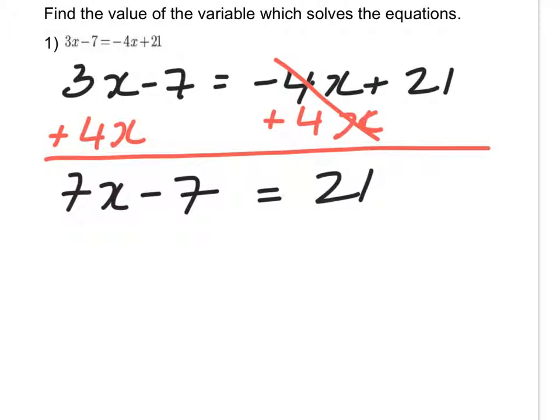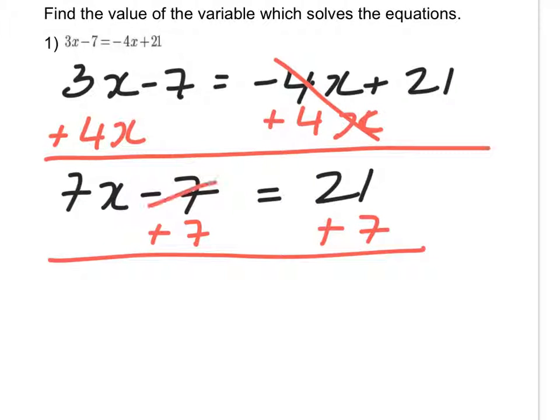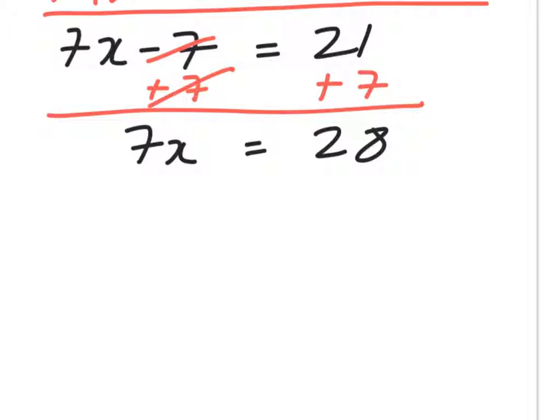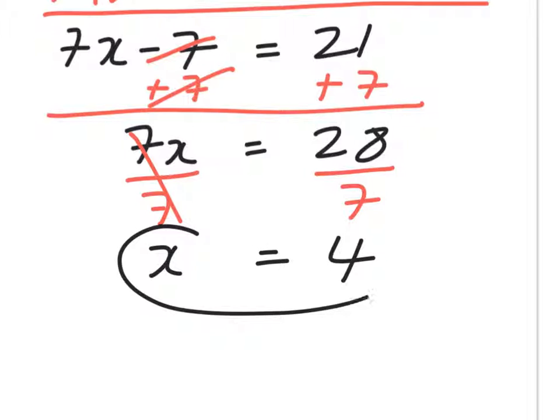All I did was, the minus 4x that's on the right, I added 4x so that the minus 4x and plus 4x cancel each other out. Now, I have 7x minus 7. Well, I have to reverse the minus 7 with a plus 7 first. Minus 7 plus 7, so you're left with 7x equals 28. Then, divide both sides by 7. They cancel each other out, you're left with x equals 4. And that's how it works.